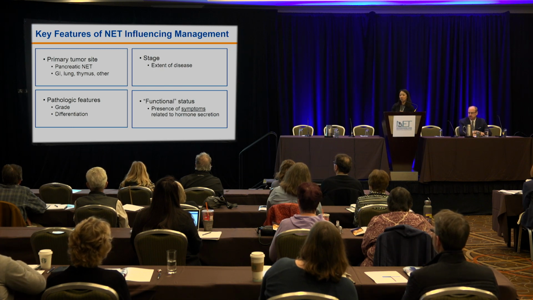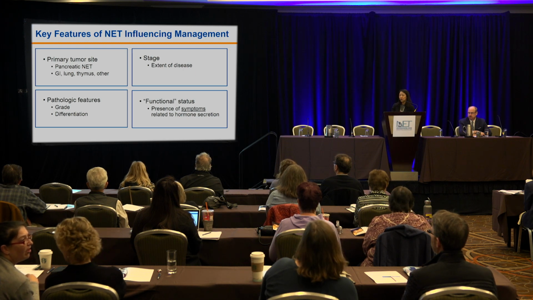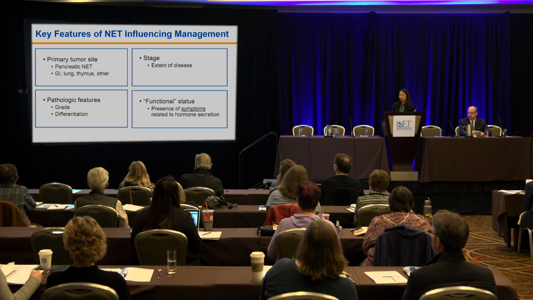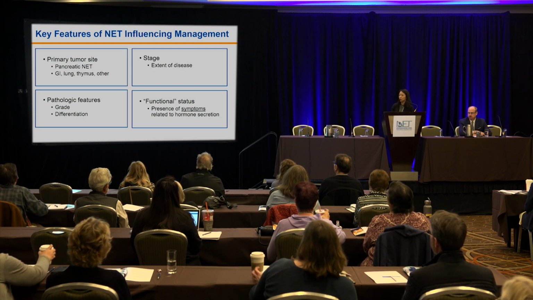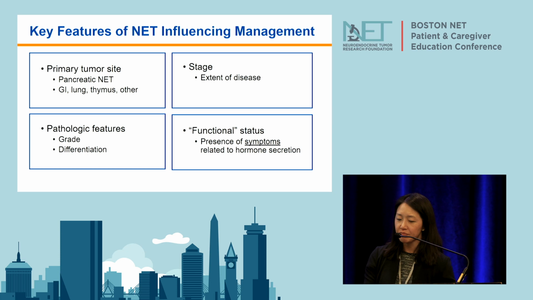And helps us to understand the biology of the cancer. And these are kind of, I've bucketed into four main categories. One is, what is the primary tumor site? Where did the tumor originate? And most commonly, we distinguish between neuroendocrine tumors that start in the pancreas versus neuroendocrine tumors that start in other sites, including the GI tract, the lung, and the thymus.